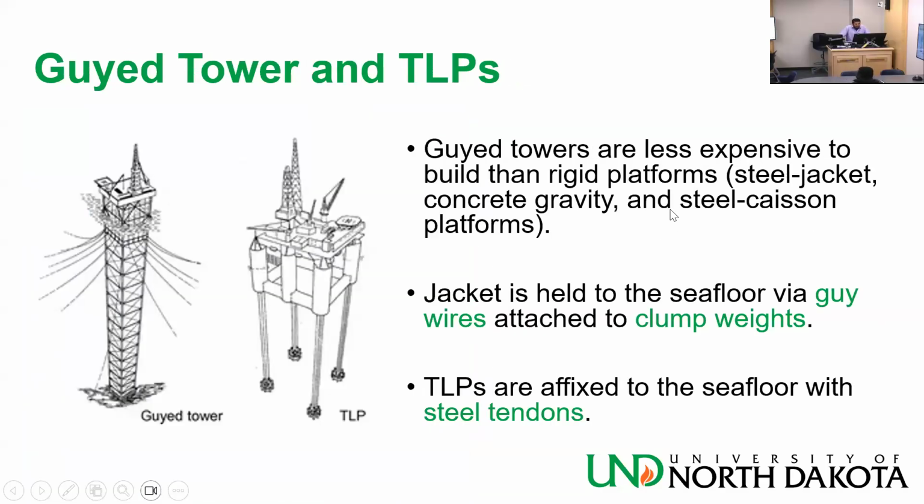Guyed towers are less expensive to build than the rigid platforms, such as steel jacket, concrete gravity, and steel caisson platforms. Jacket is held to the seafloor via guyed towers with clamp weights. They are less stable, obviously, than the rigid platforms, but they can handle deeper waters. They can be placed in deep waters.